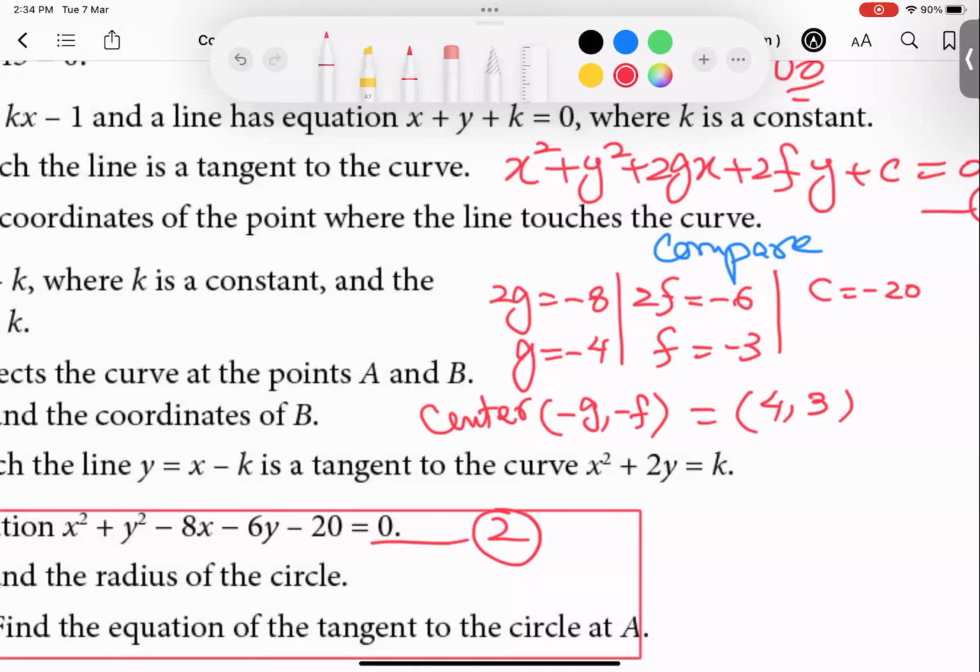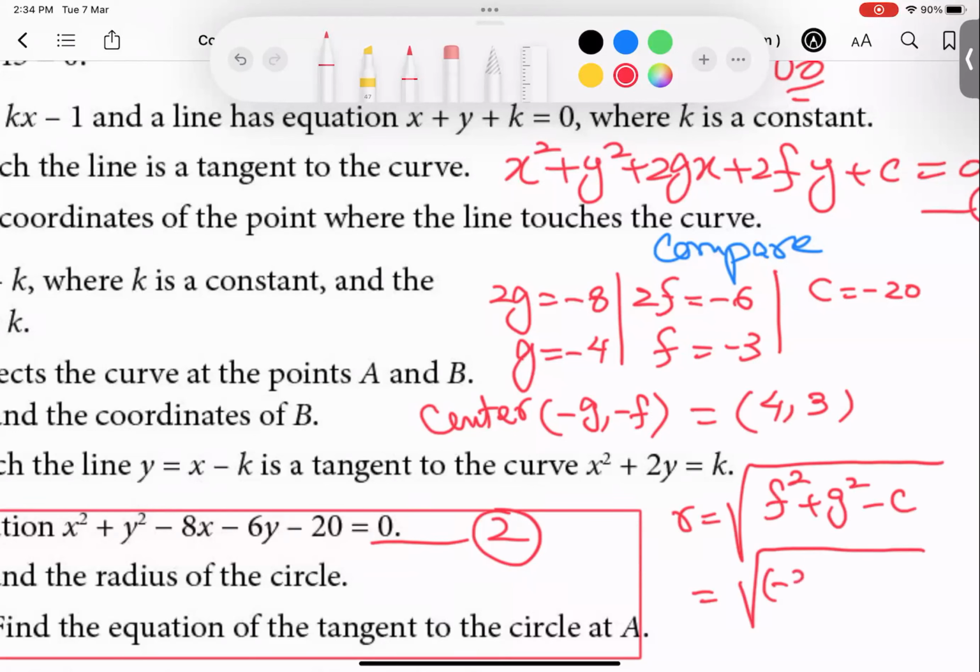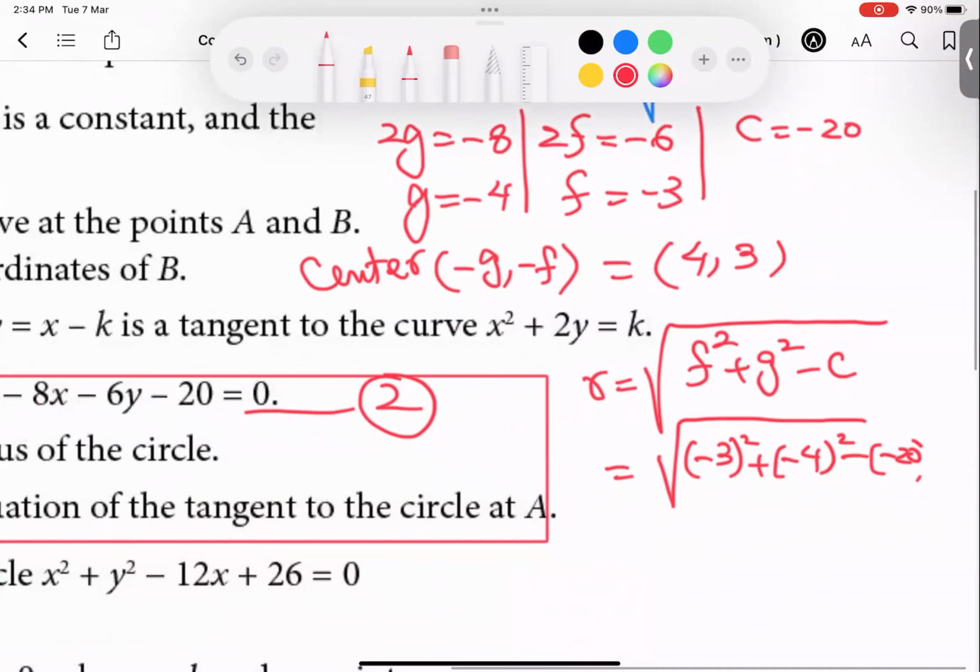And all of you know the radius is very easy to find. R is equal to the root of f squared plus g squared minus c. I plug in all the values. The f value, if I square it, please make a bracket. Without the bracket, you get a wrong answer otherwise. And this minus minus 20. If I check it in the calculator, and root the whole thing, this becomes root of 9 plus 16 plus 20, and I get in root form 3√5.